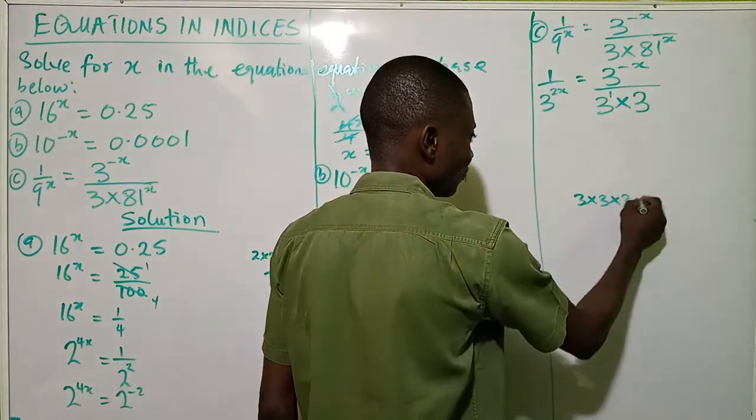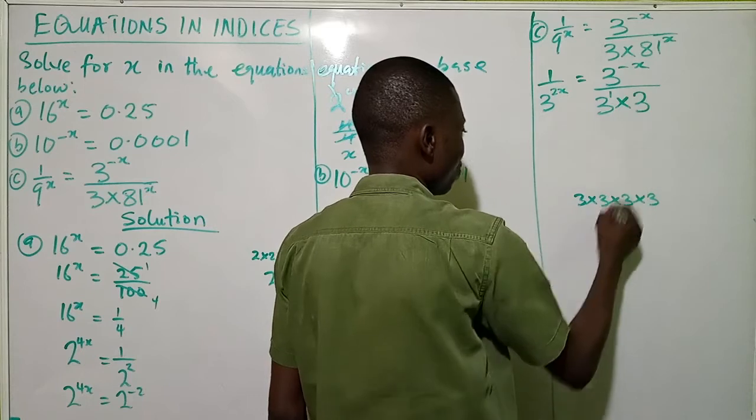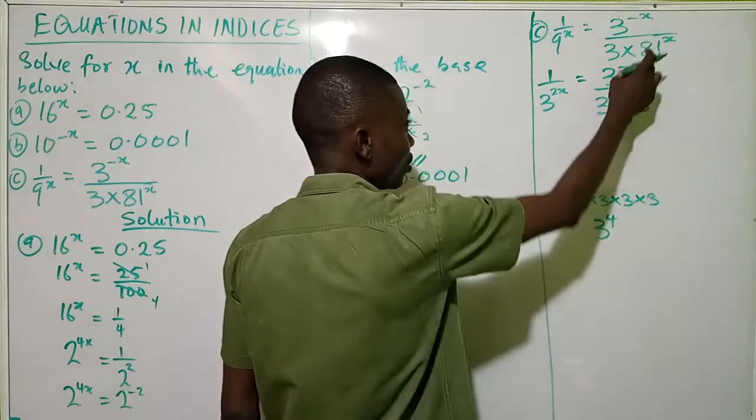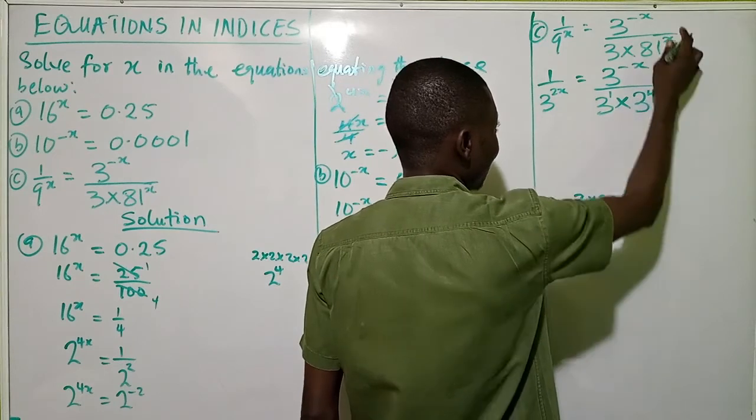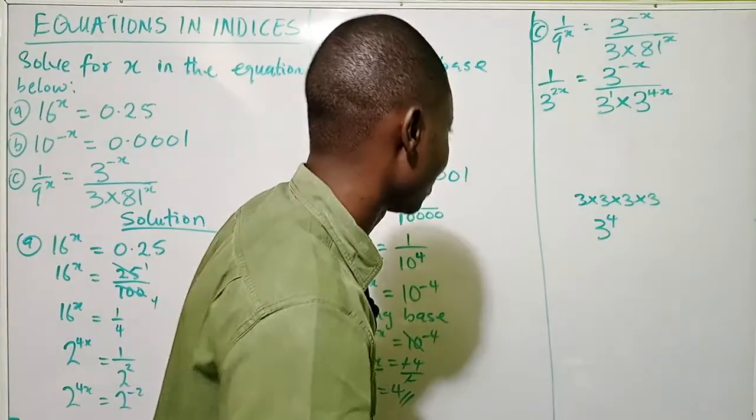9 times 3 is 27. 27 times 3 is what? It is 81. That is 3 raised to the power of 4. So in place of 81, I'll change to 3 raised to the power of 4 times x, that is 4x. Okay?